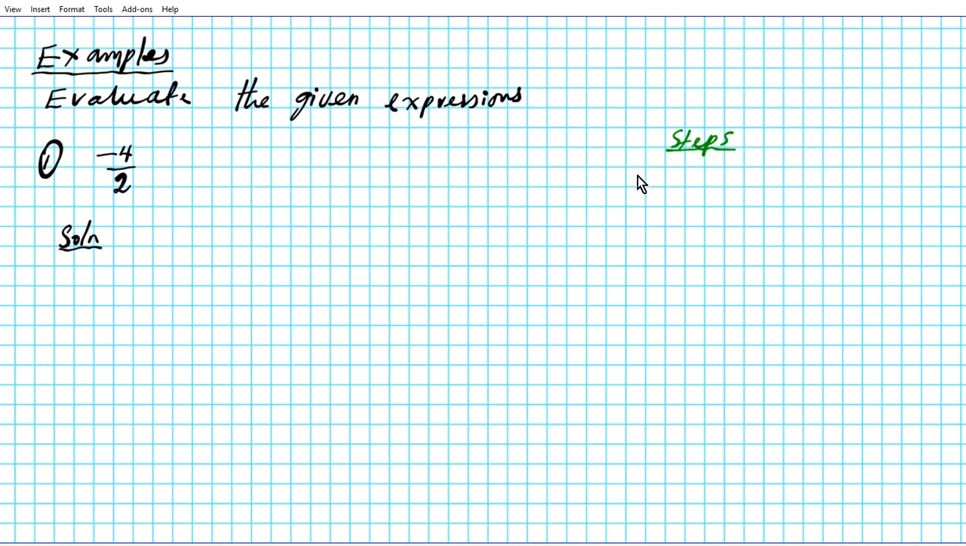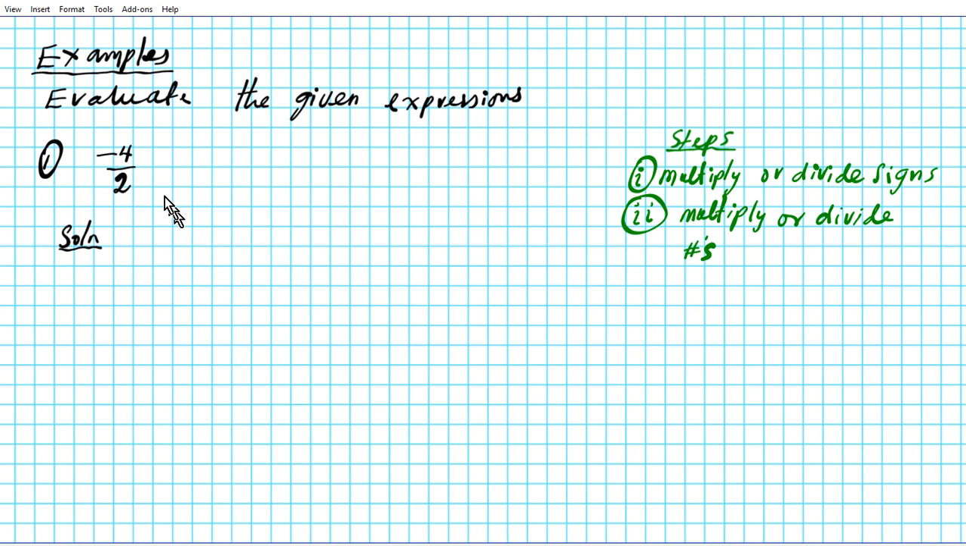Step one, you deal with the signs first. So for step one, you multiply and divide signs using the rules that we talked about earlier. And then when you're done with the sign resolution, you then focus on multiplying or dividing the numbers. Multiply or divide numbers. Alright, so that's what we're going to do. So -4 divided by 2.